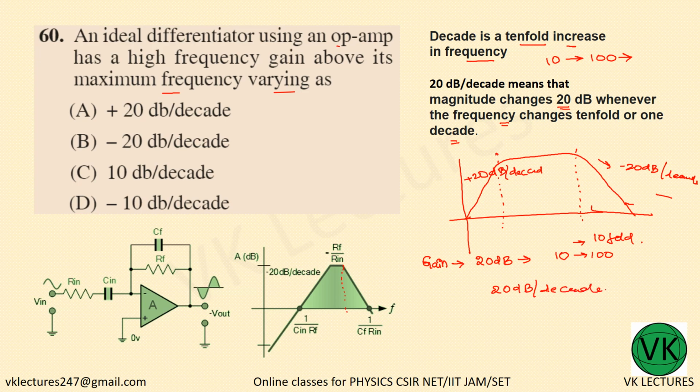Now here the option is option A, 20 decibel per decade. This is when it is decreasing. This is when it increases.